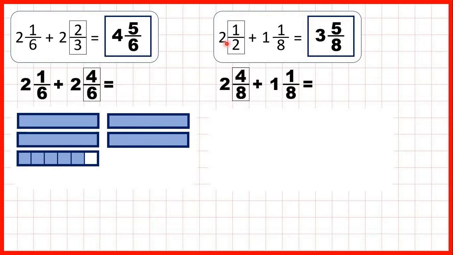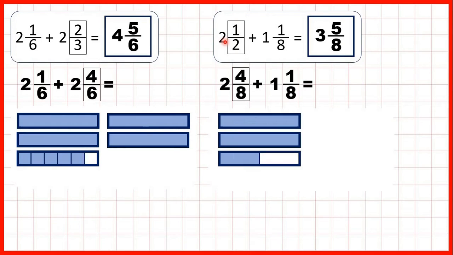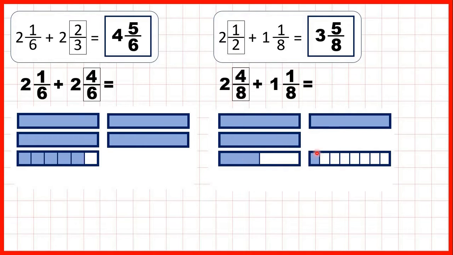Then for this question, we started with 2 and a half, and we were adding 1 and 1/8. We changed the 1/2 into 4/8, which meant we could add the 1/8 to get 5/8 as our fraction. Then adding the 1 whole gave us 3 wholes, so that's 3 and 5/8.